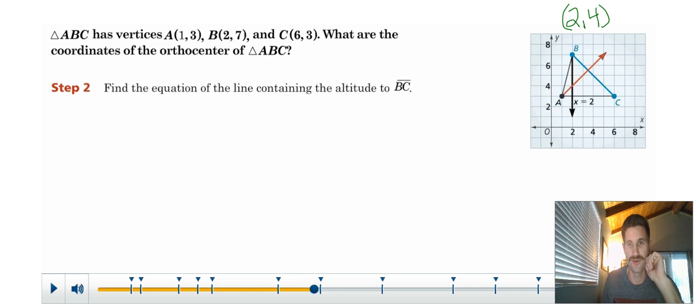All right, step 2, we need to find a second line. Once we have 2 lines, then we can use systems of equations. Find the equation of the line containing altitude BC. So here's BC. A is going to go through here, something like that. This kind of looks like what we did. So we first have to find the slope of BC.